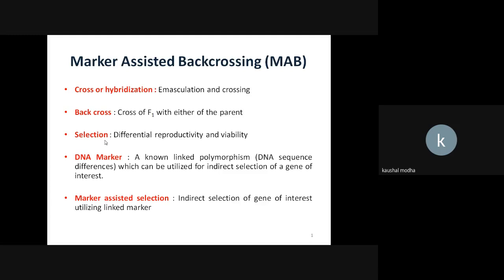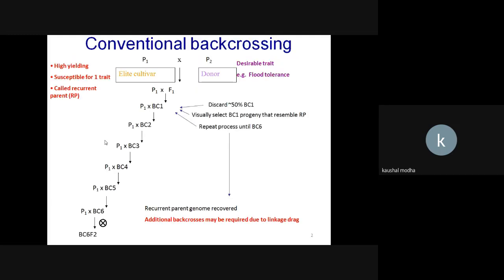So that linked polymorphism is a DNA marker, and the process is called marker-assisted selection. We can apply this marker-assisted selection in any breeding method: F2, backcross, recurrent selection, gene pyramiding, there are many. We'll go through them one after the other.